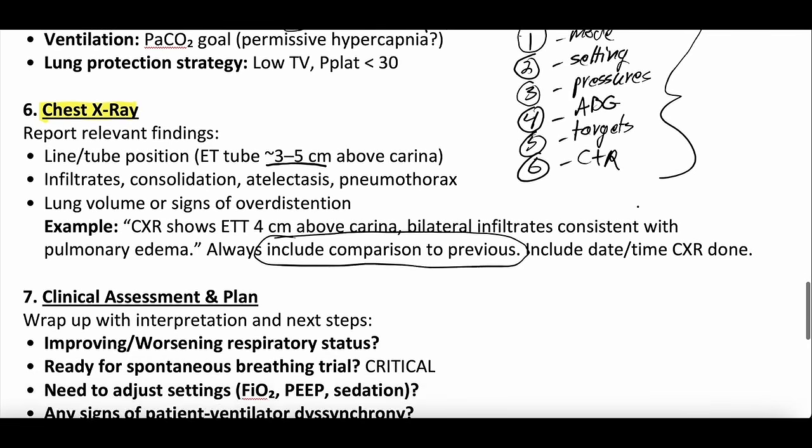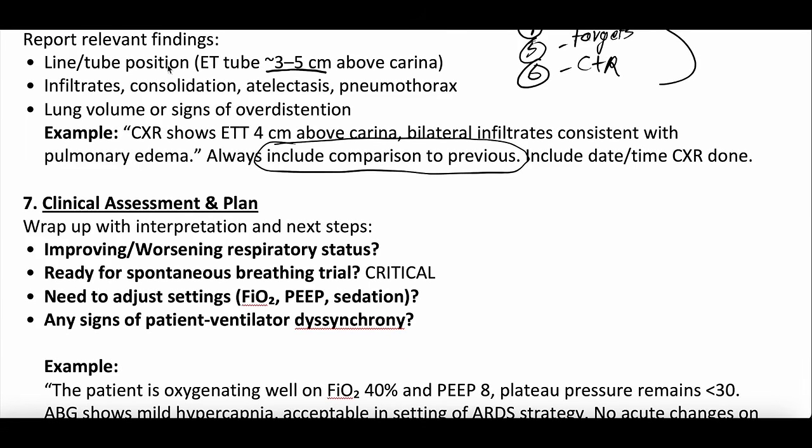And last but not least is the clinical assessment and plan. This is where you go from just reciting the information to actually interpreting it. This is the wrap-up interpretation. Now, sometimes this is best done in the plan. Okay, when you're presenting on ICU rounds, usually you present the data first, and then you go into a plan.